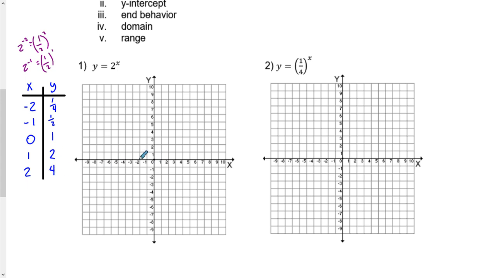So if we sketch this, at -2, we'd be at 1/4. At -1, we'd be at 1/2. 0, 1, 1, 2, and 2, 4. Now I know that my exponentials, ignore that little updraft, but it would look like this.